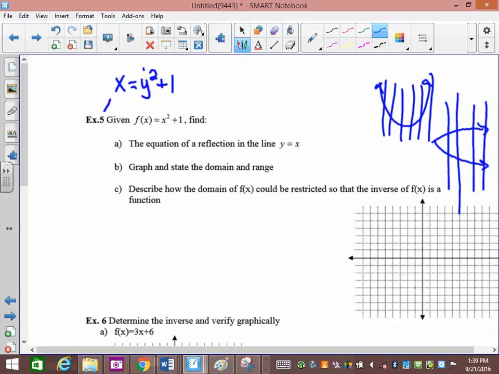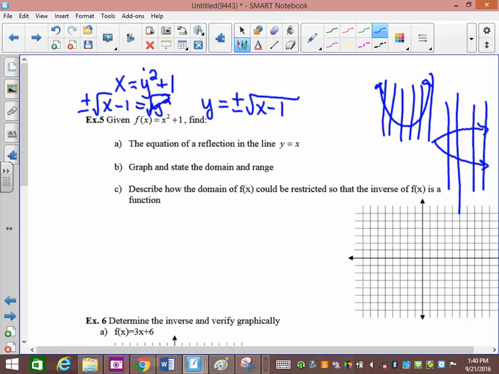Move the 1 over. x minus 1 equals y squared. Take the square root. When you take the square root, you get plus or minus. Right? So now we have y equals plus or minus the square root of x minus 1. Which is great. So this is the graph.